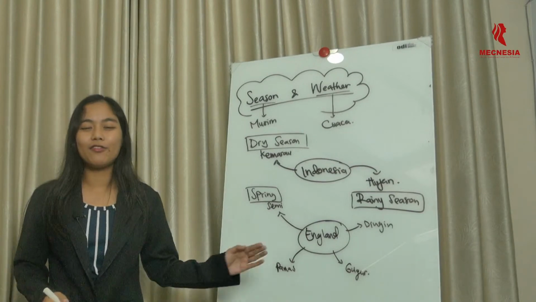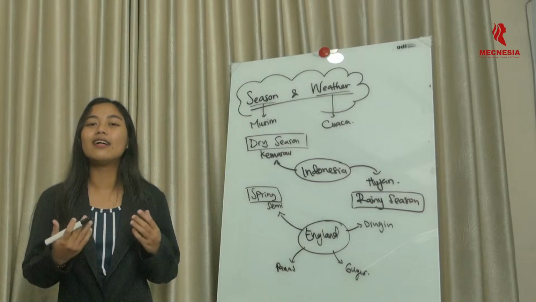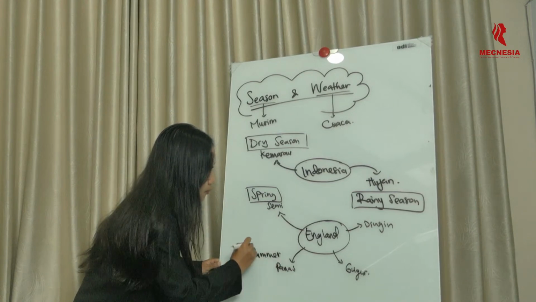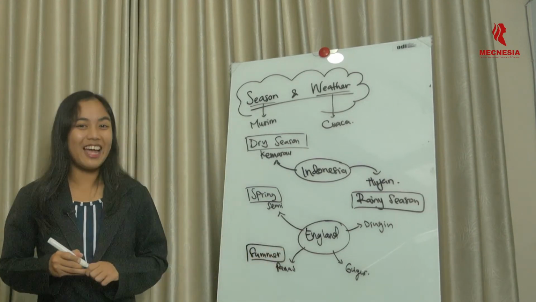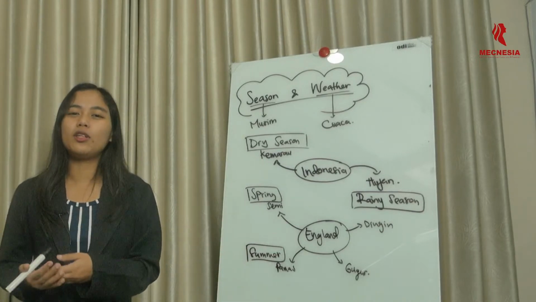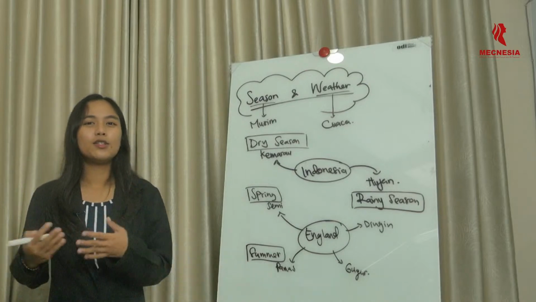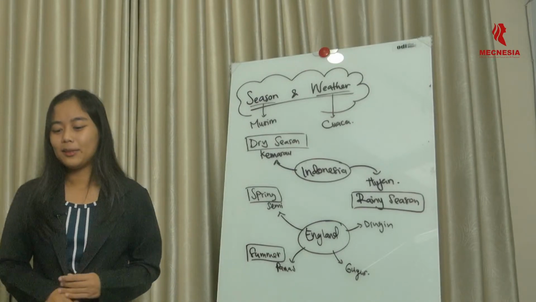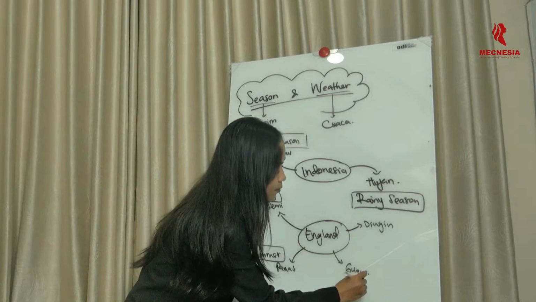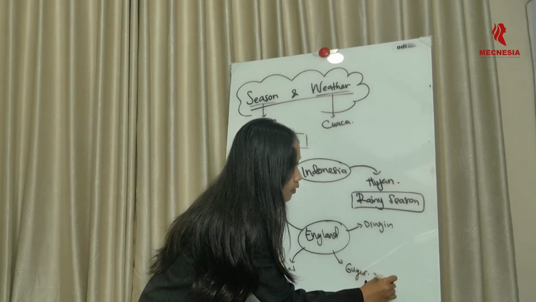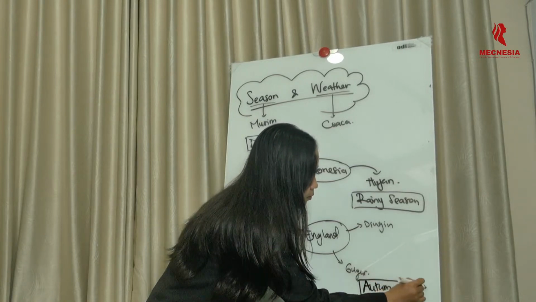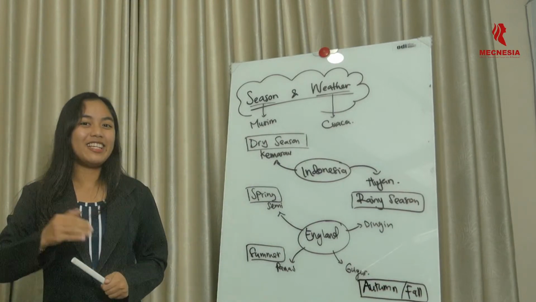Next, here we have musim panas. In English, we call it summer. Summer. Let's say it with me. Summer. Summer, the weather is usually very hot. Biasanya ketika musim panas, cuacanya akan sangat panas. Next, we have musim gugur. Musim gugur is called autumn or fall.